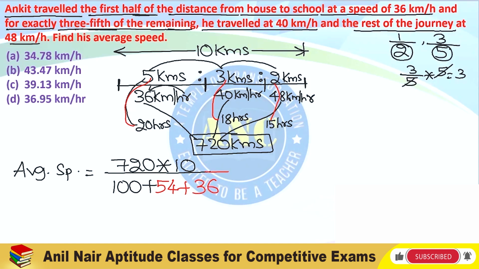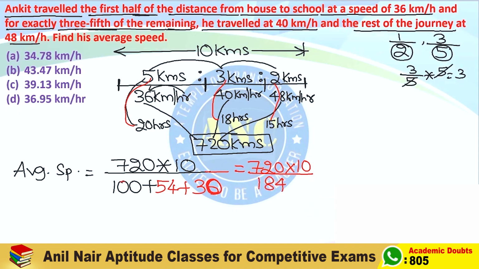This kind of problem we have solved so much by now. 15 into 2 is 30, not 36 here, right? There should not be any confusion by now. I am solving different varieties of questions, but the approach remains the same. Now, if I further simplify, it will be 720 into 10 divided by 100 plus 54 is 154 plus 30 is 184. So it will be 184 there, right? The denominator will be 184.